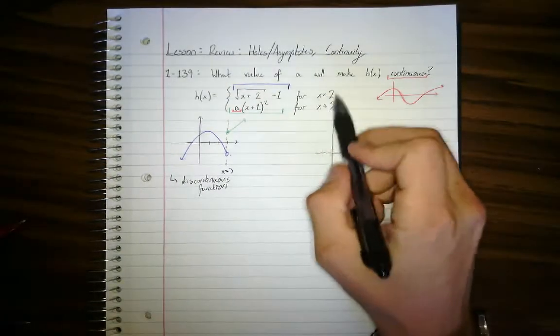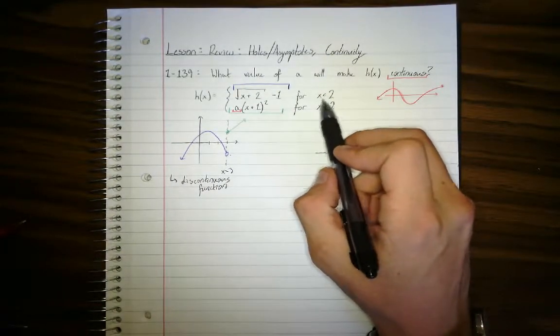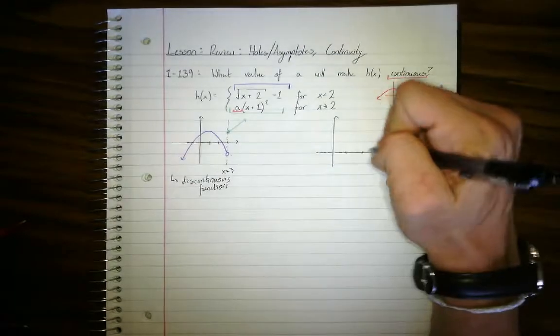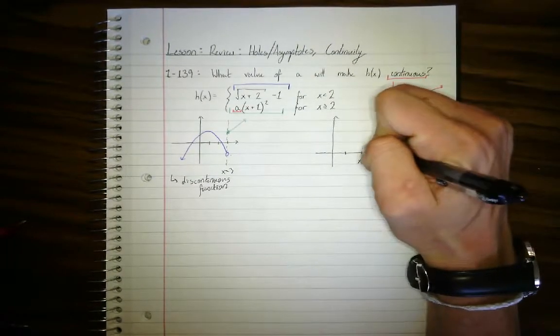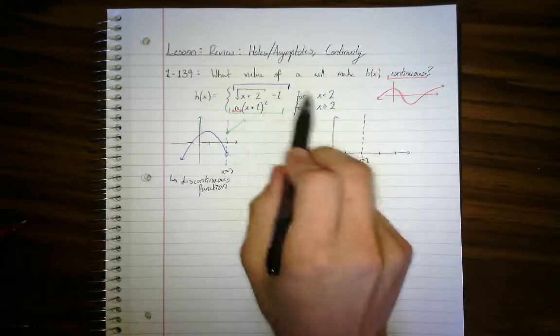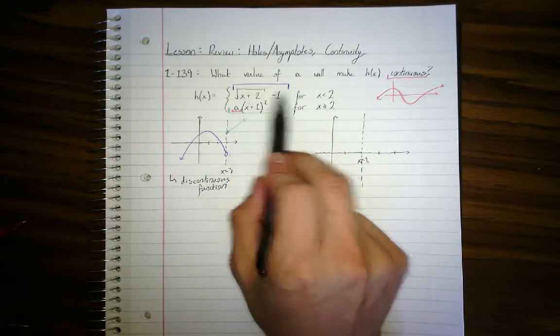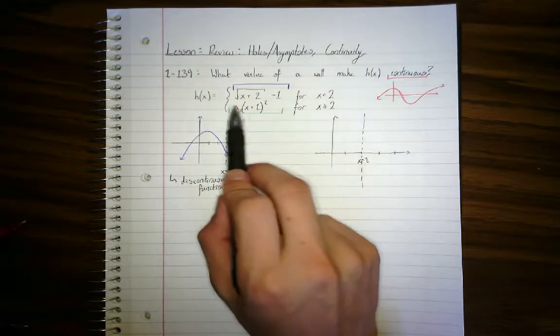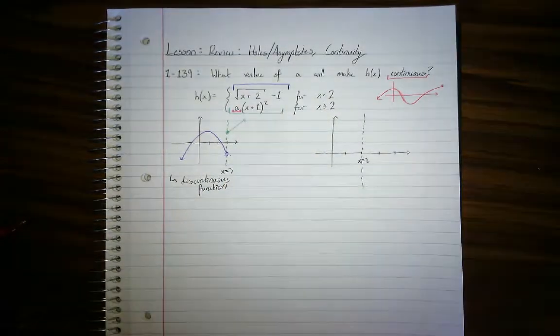So first off, we need to establish our borders. We know that 2 is going to be the border. So x equals 2 is our border between functions. And we know to the left of it, we're going to be taking on this part of our h of x. For x values less than 2, it's going to follow the square root format.